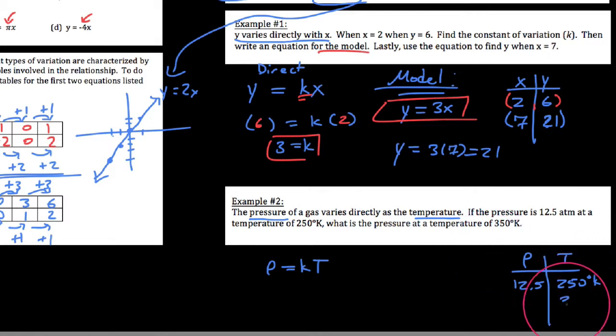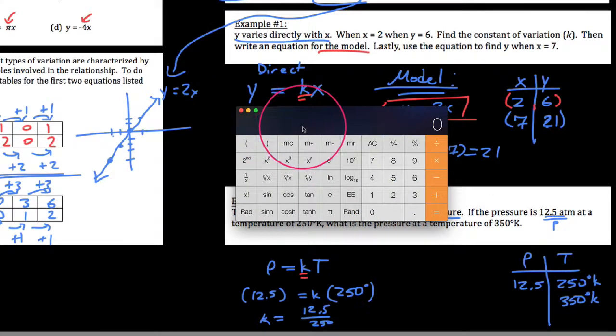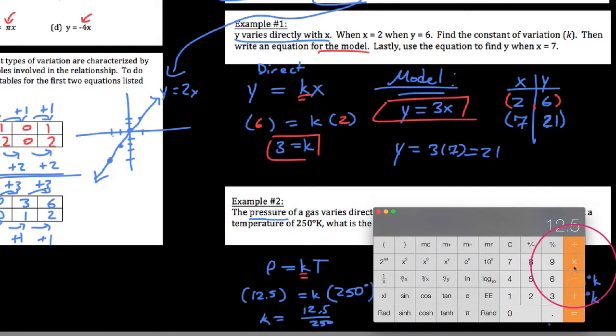I could fill in a 350 here and plug it in and work backwards to find P, but the thing we're always going to need to find first is the constant of variation. So we'll plug in 12.5 atmospheres, which is a pressure value, for P. We say 12.5 is equal to k times the temperature, and that was 250 degrees Kelvin. So I'm going to divide both sides by 250, and what I get is k is equal to 12.5 over 250. We could even get a decimal if we cared to, and I do care to. Divided by 250, we get 0.05.